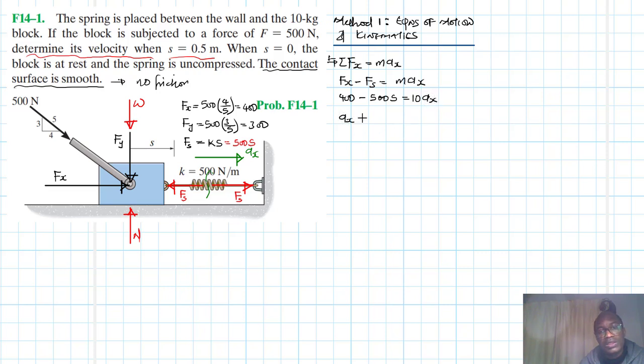And therefore dividing on both sides, the 10 cancels out like so. Then this just gives us ax is just equal to minus 50 S plus 40. So ax itself is a function of S. Okay, as S changes, ax changes, which is the acceleration. So the acceleration here is not constant, it's a function of displacement. So as the displacement changes, the acceleration also changes.